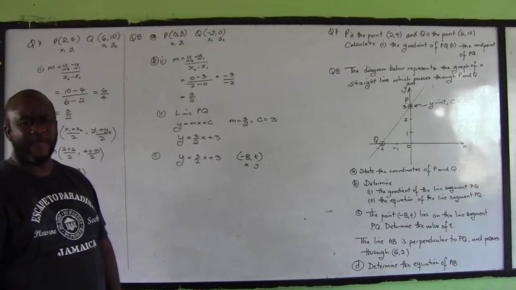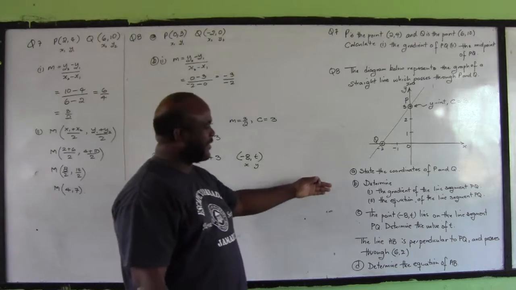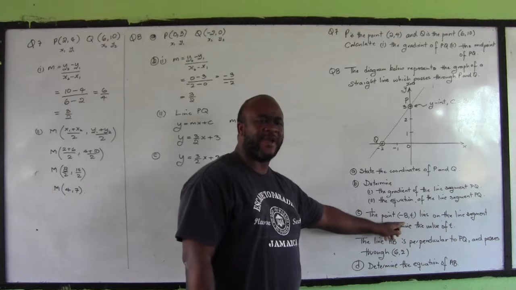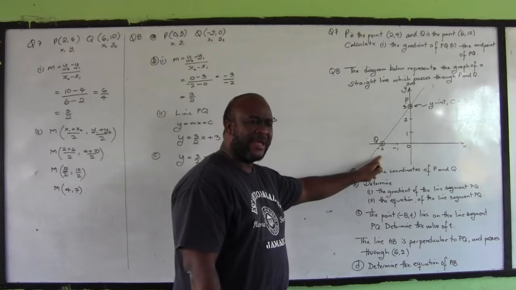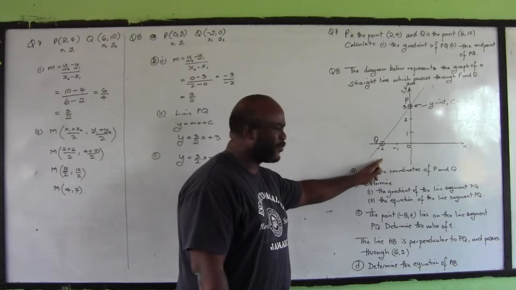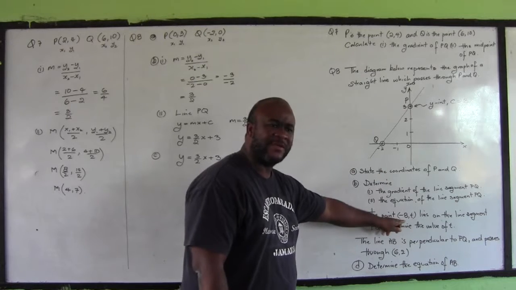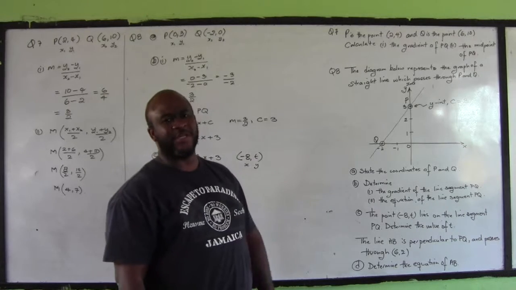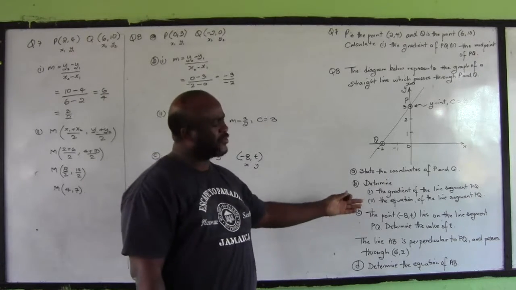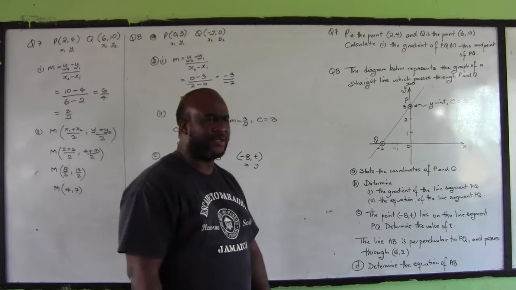If you're given a graph and it says this point lies on the graph, but you notice that the graph stops where? The x value where it stops is minus 2. So you cannot use the graph to find it out. You've got to use the equation. When you can't use the graph, you can use the equation.